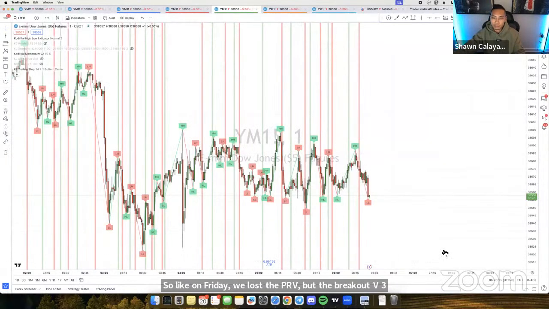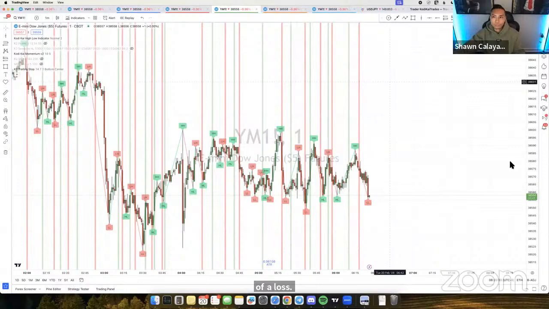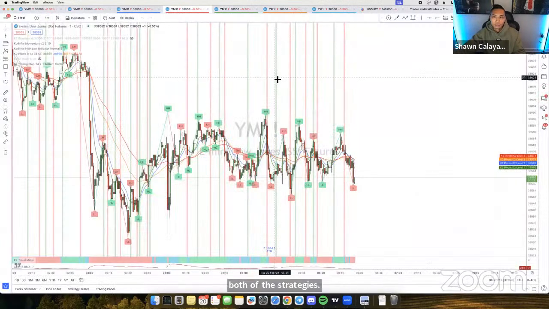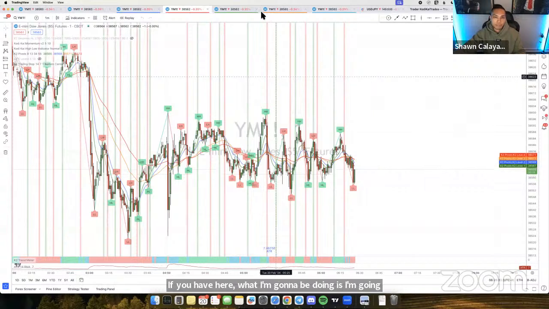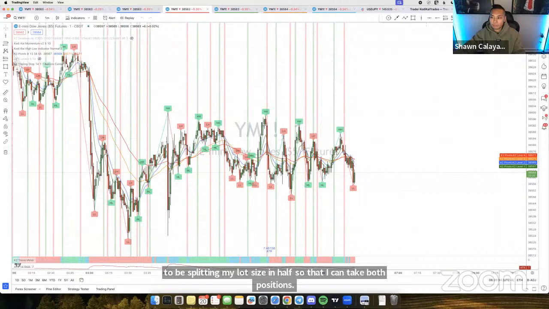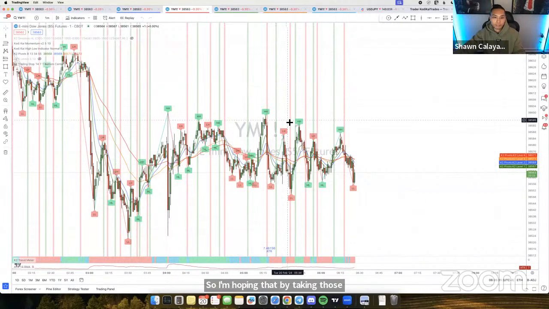So what I'm going to be doing here is I'm going to be taking both of the strategies. There'll be 2 separate charts, breakout version 3, and then also the PRB here. What I'm going to be doing is I'm going to be splitting my lot size in half so that I can take both positions. So I'm hoping that by taking those two, I'll either be at break even or I'll be at profit for the day. So that's pretty much what I'm doing.